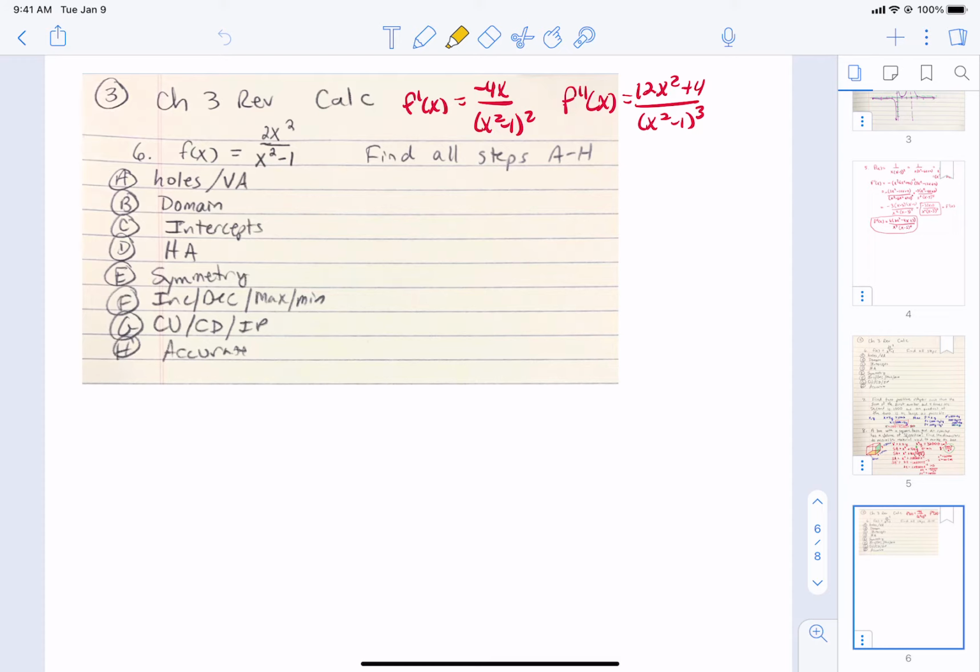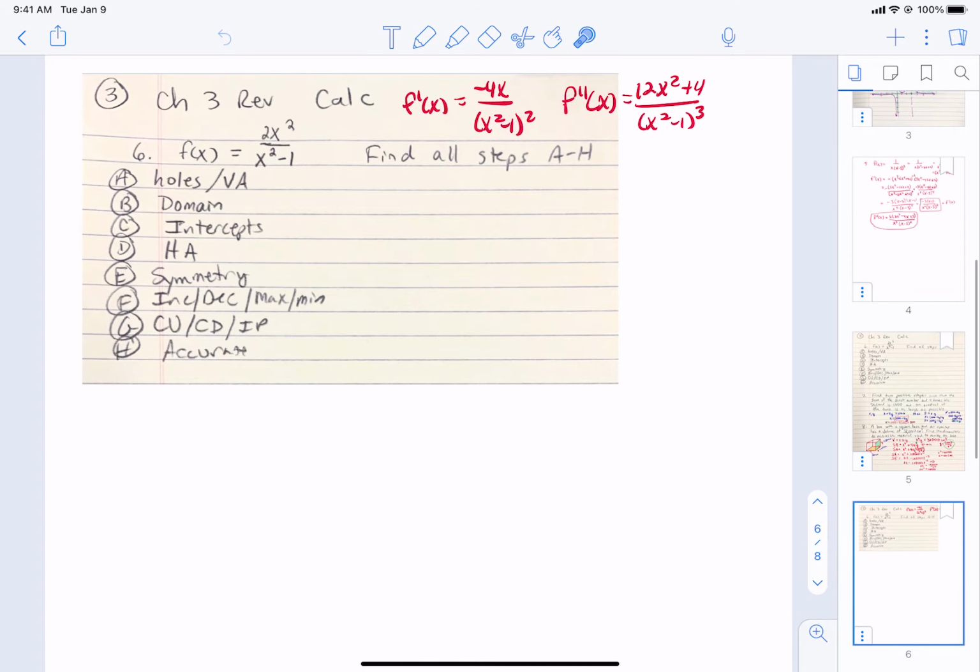So problem number 6 from the review is a rational function that has lots of different pieces and parts to it. Now we're going to go down the list and just do A through H and analyze everything we can. Now I have written on the top here the first and the second derivative.